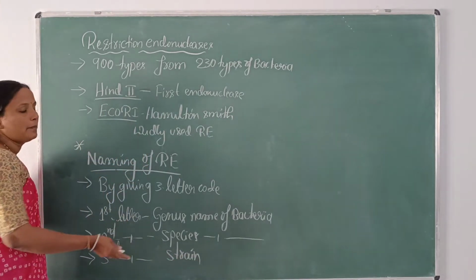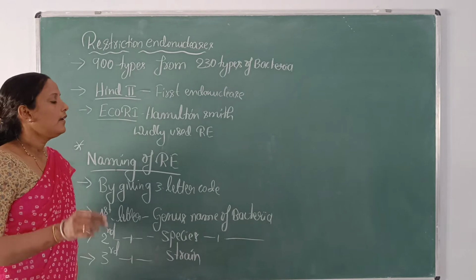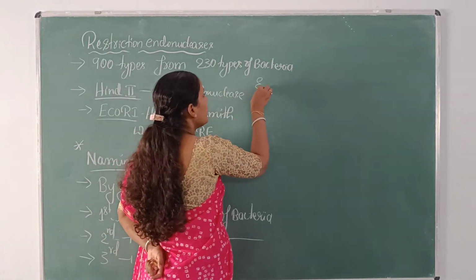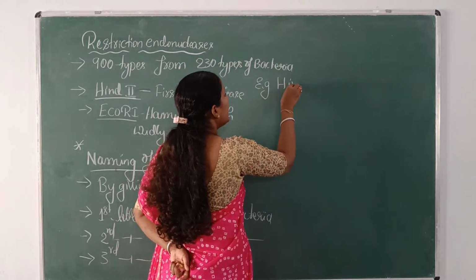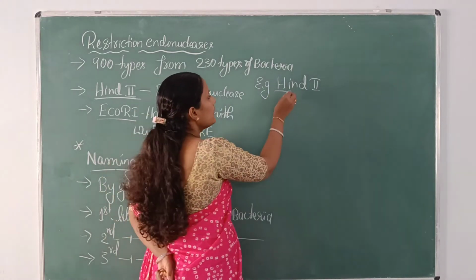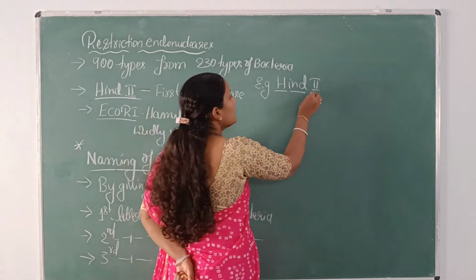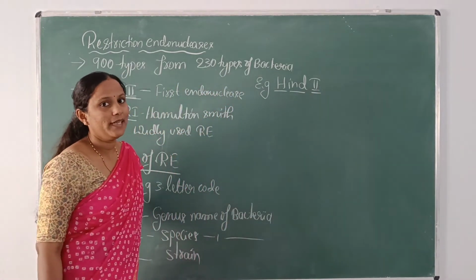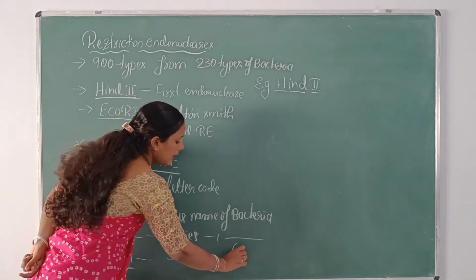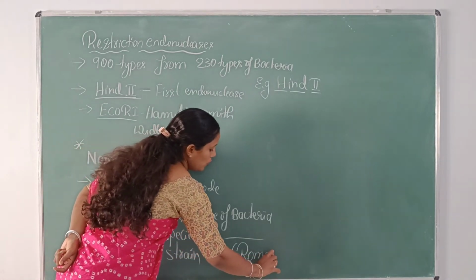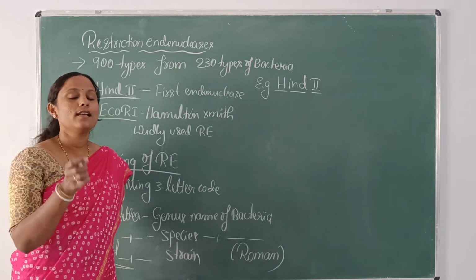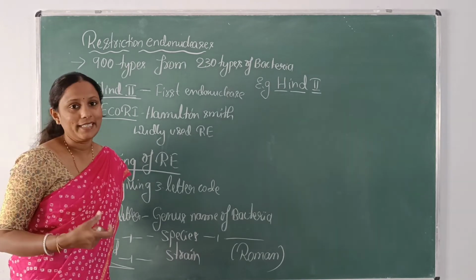Let us take an example so that we can understand it better. For example, I take HindII. Here, in HindII, there are 3 letters. The first is H, the second is 'ind', and the third is 'II', a Roman numeral. And remember, always the third letter is given by a Roman numeral. This is also important. And that Roman numeral always indicates the strain name of the bacteria.